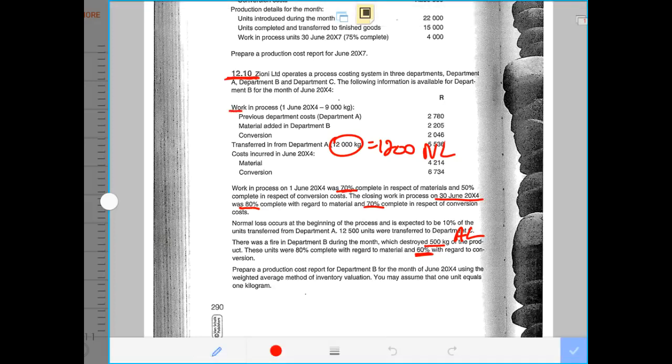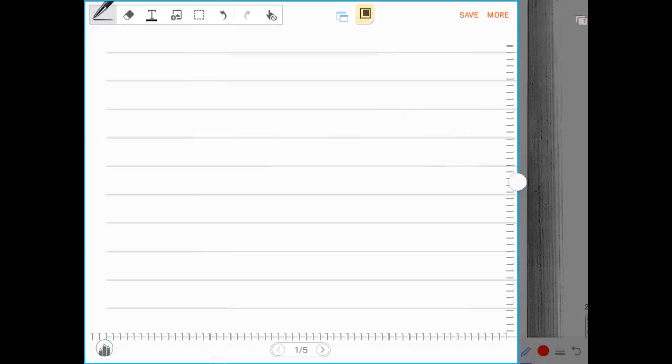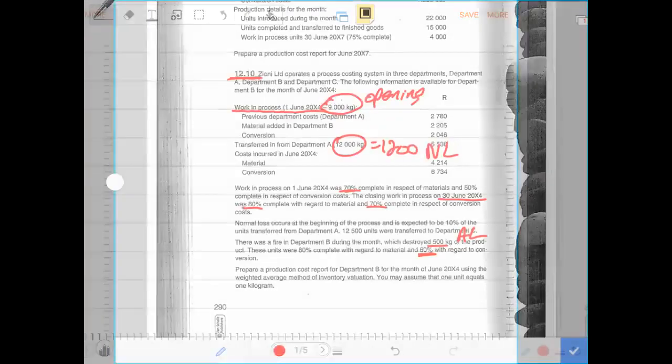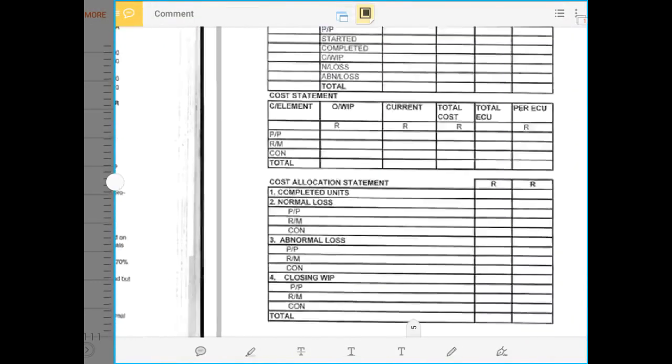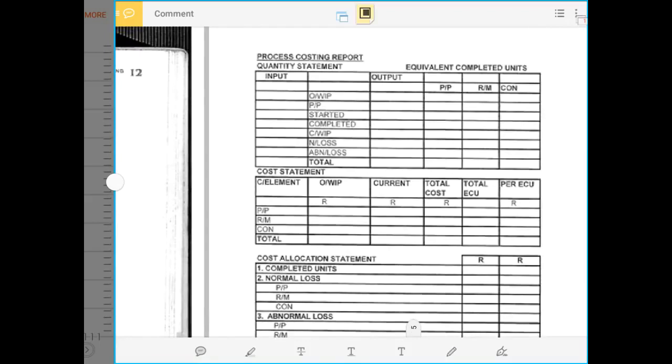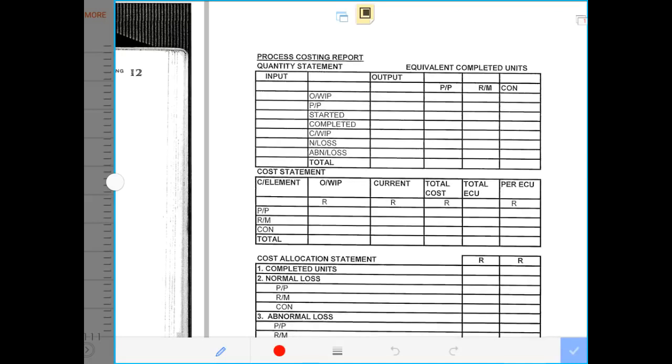the opening work in process. Here the opening work in process is 9,000 kgs. This is the opening work in process. So now that opening work in process, which is 9,000, should be recorded under the opening in the template that we have for process costing. So now this will be recorded under opening work in process. And our opening work in process, we can see there is OW, which will be 9,000 kgs.